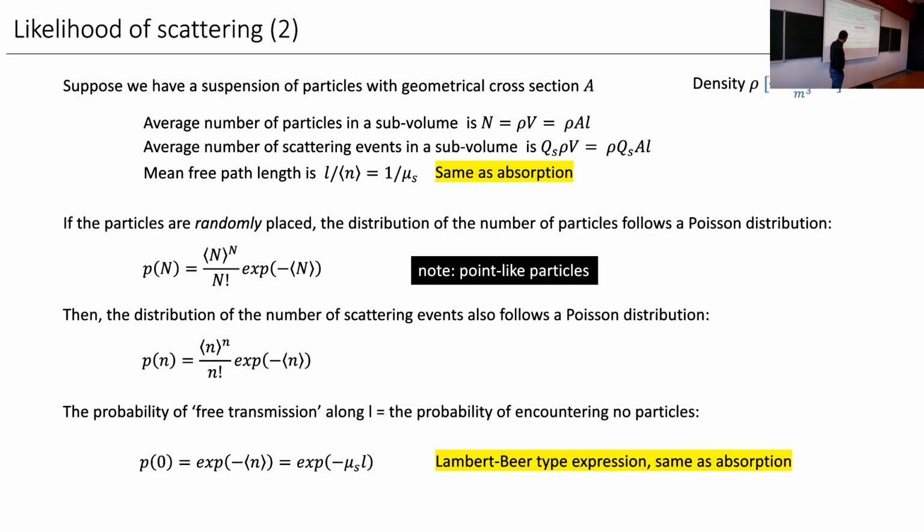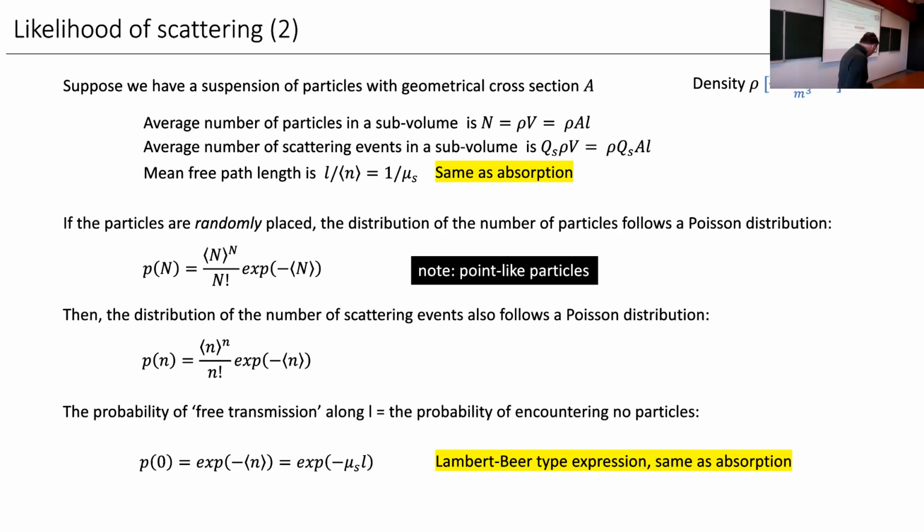And then again, what we see is that this expression becomes a single exponential decay, exponential minus the average number of events, or exponential minus the scattering coefficient. So again, a Beer-type expression, same description. So both the scattering steps and absorption steps basically follow this exponential distribution.